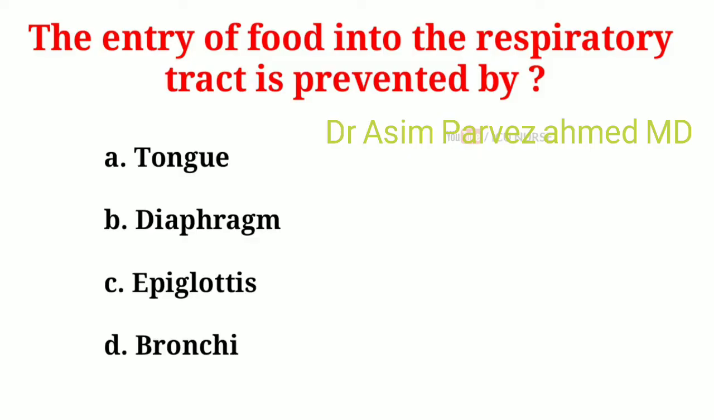The entry of food into the respiratory tract is prevented by A. Tongue, B. Diaphragm, C. Epiglottis, D. Bronchi. And the correct answer is C. Epiglottis.